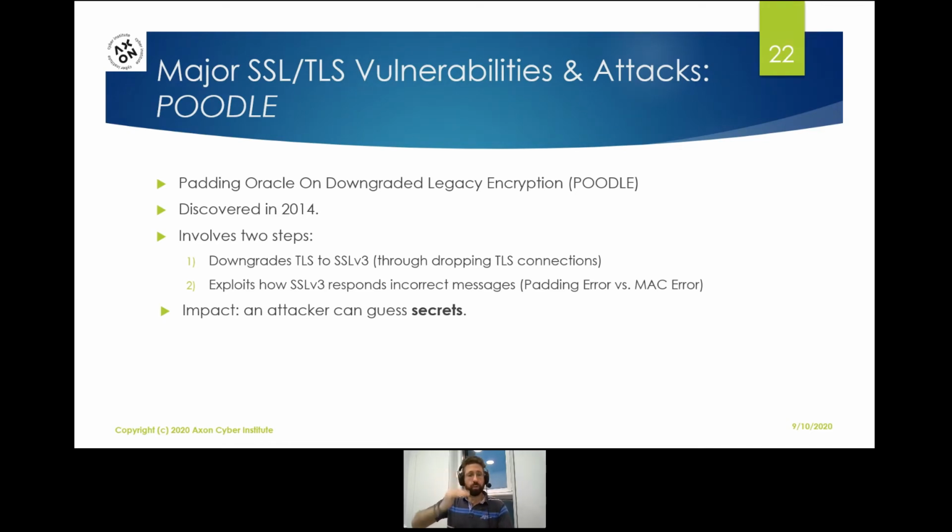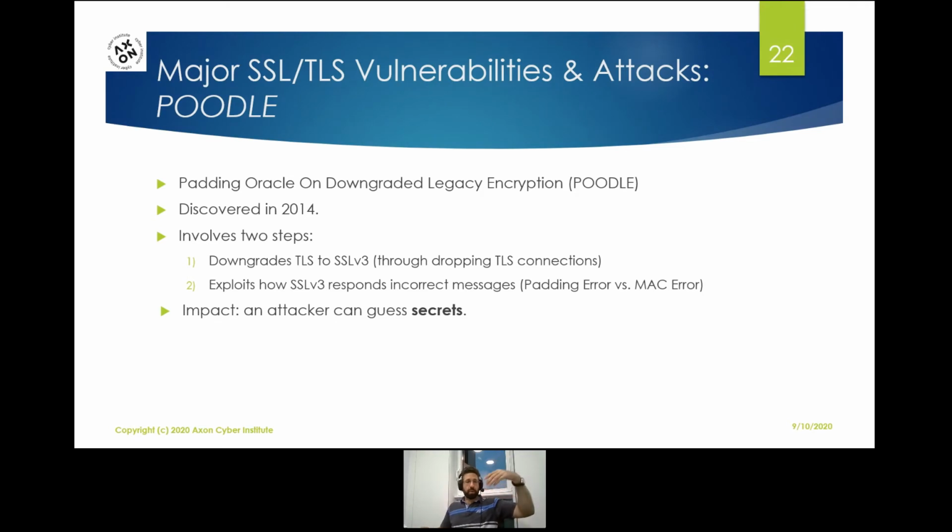There are two steps or two phases, and that's why the name is here. We have downgraded, and padding oracle. So first, I need to downgrade a modern version of TLS to SSL version 3, because the actual attack targets SSL version 3. But SSL version 3 by the year 2014 was considered obsolete.